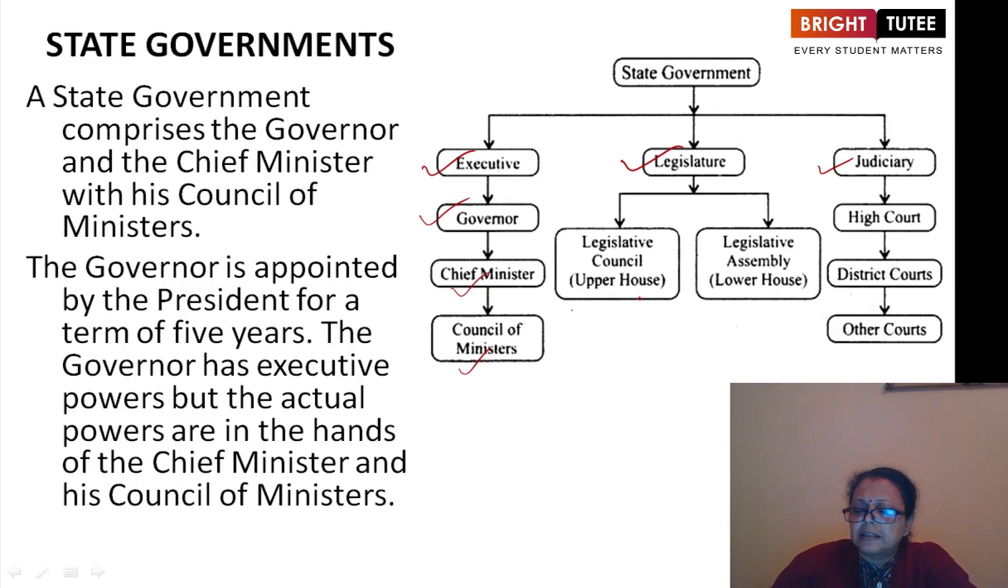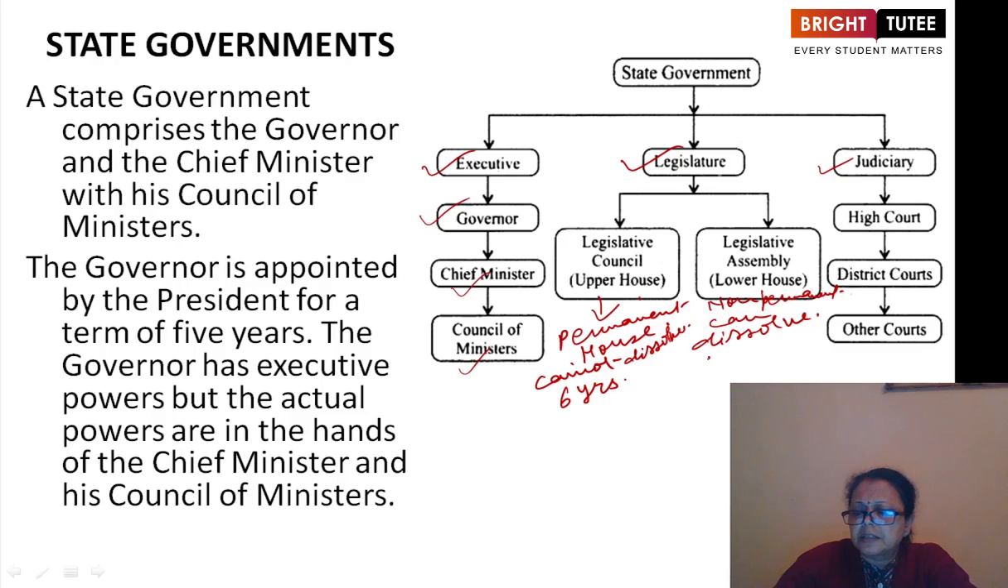This is the permanent upper house. It is also known as the permanent house. And this is non-permanent. It can dissolve, cannot dissolve. Tenure is 6 years, tenure is 5 years. So a state government comprises the governor and the chief minister with his council of ministers.